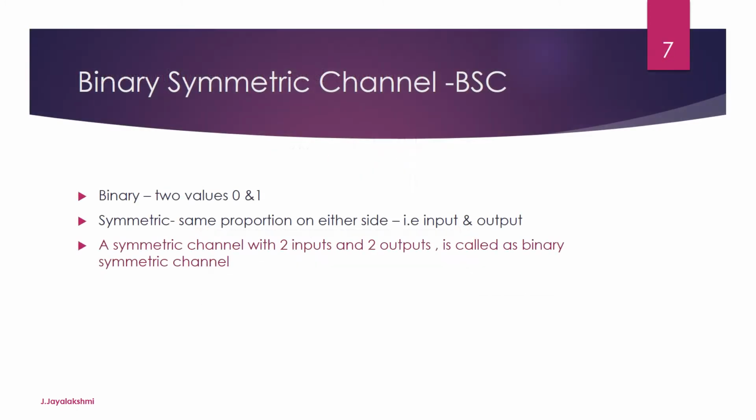What is a binary symmetric channel? The binary symmetric channel is in short BSC. Binary has two values, represented as 0 and 1. Symmetric means the same portion on either side. That is, the input has two binary values, 0 or 1. Similarly, the output also has the same two values, 0 or 1. So a symmetric channel with two inputs and two outputs is called a binary symmetric channel.